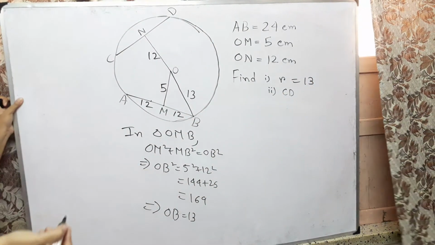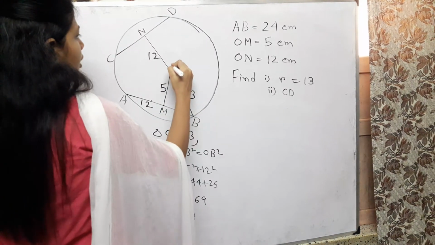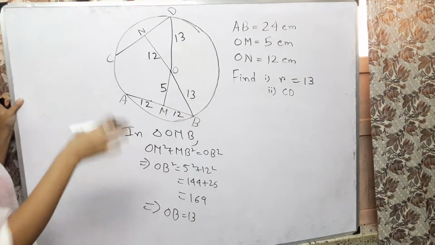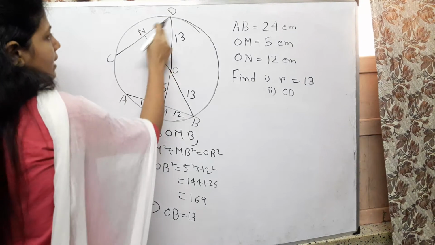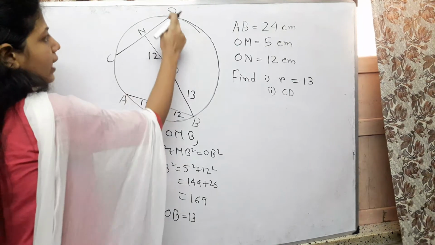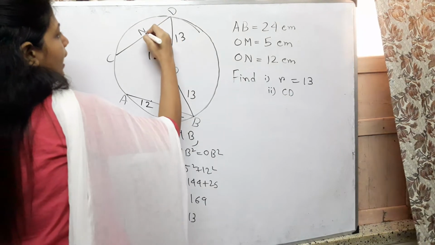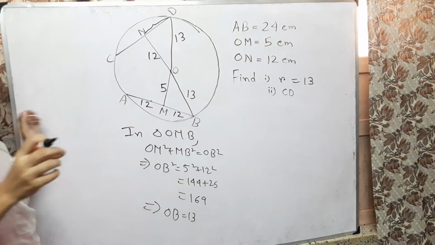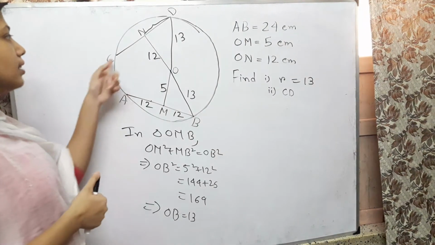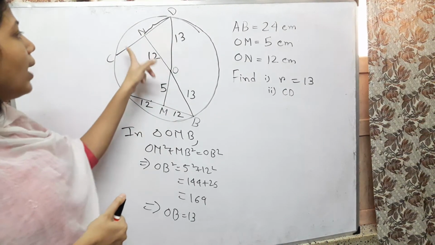Next we have to find the length of CD. Since OB is 13, if we join OD, that will also be 13. Both are the radii of the same circle. Now OND is a right angle triangle where ON is perpendicular and OD is the radius, the hypotenuse, here 13. We have to find ND. Why? Because if I first find ND and then multiply it by 2, I will get the whole CD, because the perpendicular from the center to the chord will bisect it.